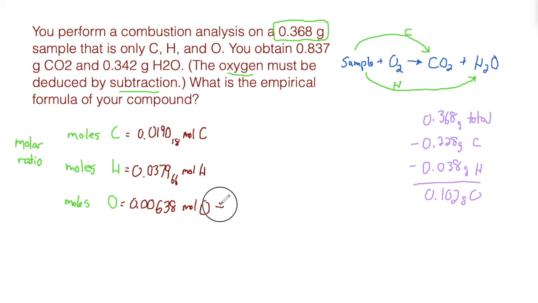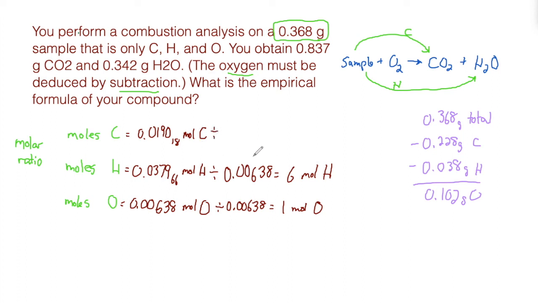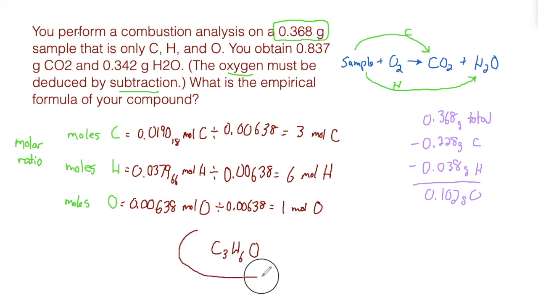Alright, oxygen's is the smallest number, so we'll go ahead and divide by that number. And then when we divide this by the smallest number, we get 6 moles of hydrogen. It's 5.95, so it's pretty close to 6. When we divide the moles of carbon by this small number, 0.00638, we get 3 moles of carbon. So we get all 3 of these being whole numbers right away. And so the empirical formula of our compound here would be C3H6O.